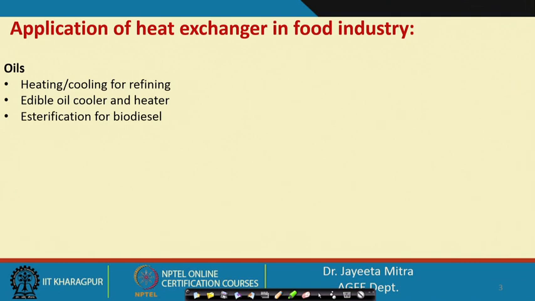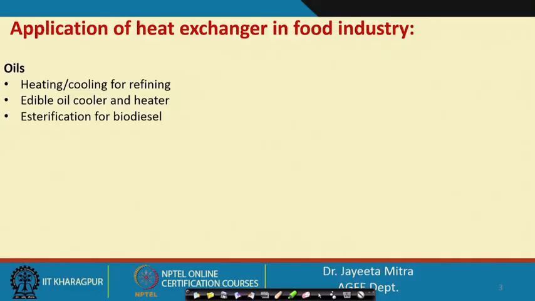I will show you how they look like, but mostly the processing fluid that we want to cool or want to be heated is generally in the inner tube of the double pipe heat exchanger, and in the outer casing we circulate the chill water or hot water as the requirement for the heating and cooling cases will be. So, edible oil cooling and heating is also done in heat exchanger.